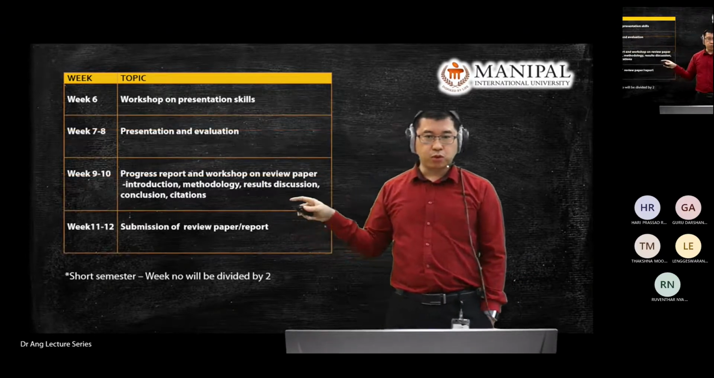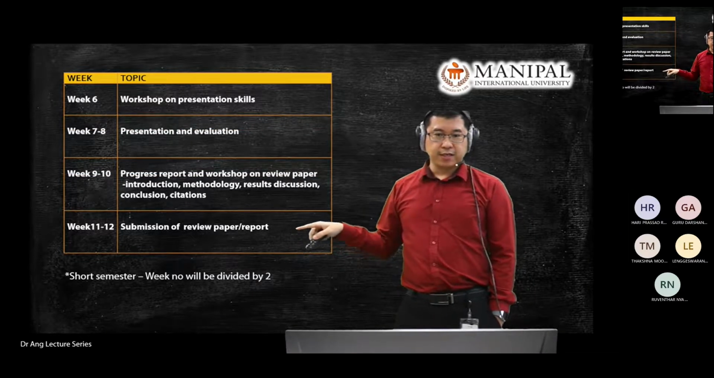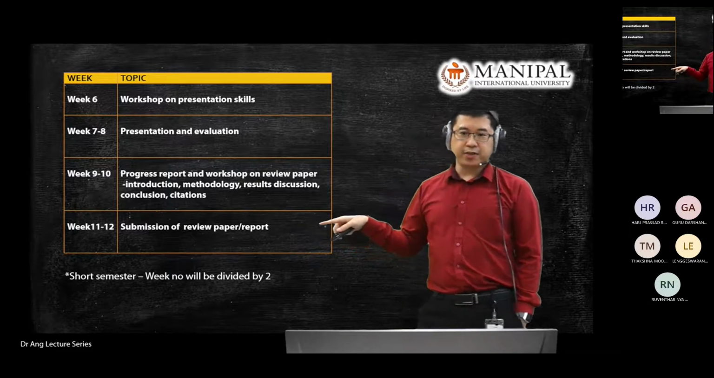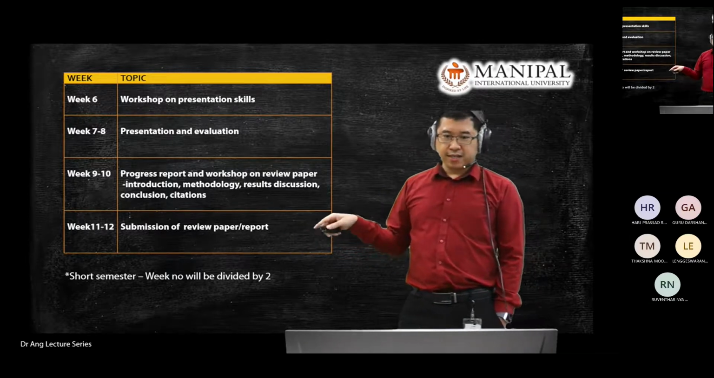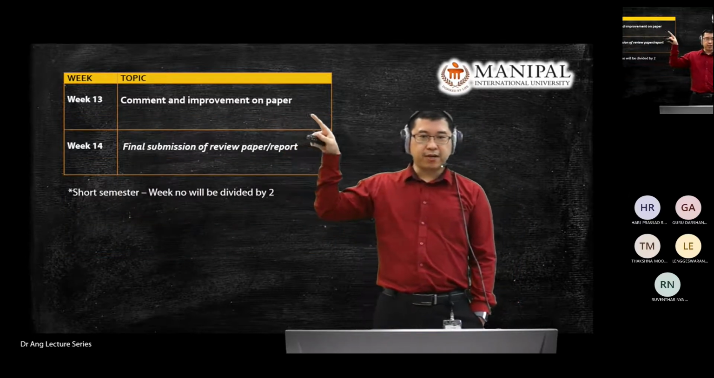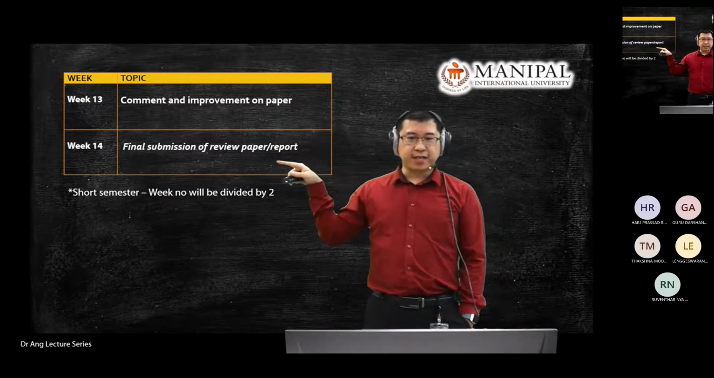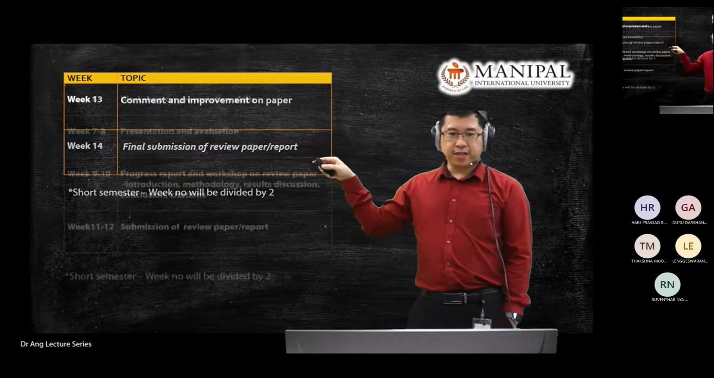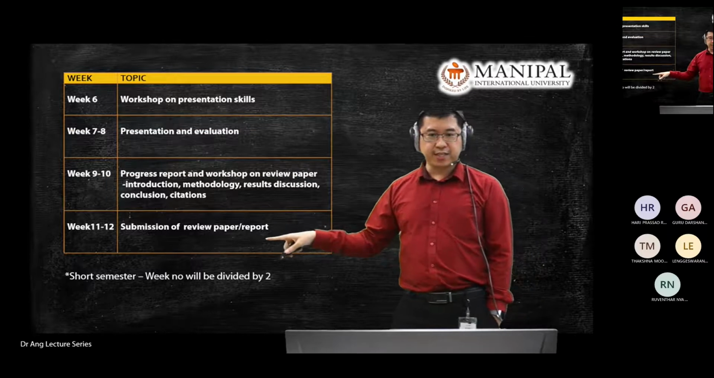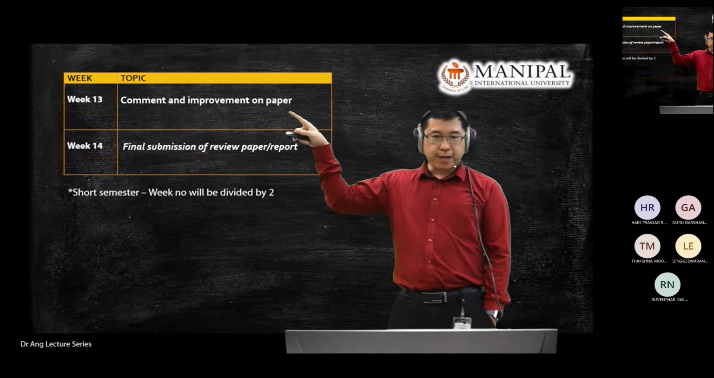Meaning you have two chances. This one is your first submission. After the first submission, you'll get your first mark. Let's say for the first submission, you get 70. Then after I mark and comment on your report, you do improvement and you submit again. So if in week 11 and 12, I give you a mark, let's say 70 out of 100 for your report, I'll give you comments.